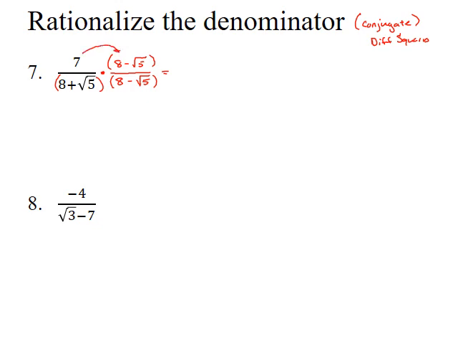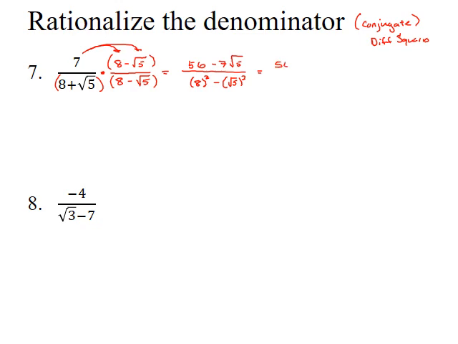On the top, all you have to do is take that 7 and distribute. So 7 times 8 is 56 minus 7 square roots of 5, all over. Now since the bottom is a difference of squares, all you have to do is take the first term, which is 8, square it, the second number, which is root 5, square it, and subtract them. And then we're going to clean this up.